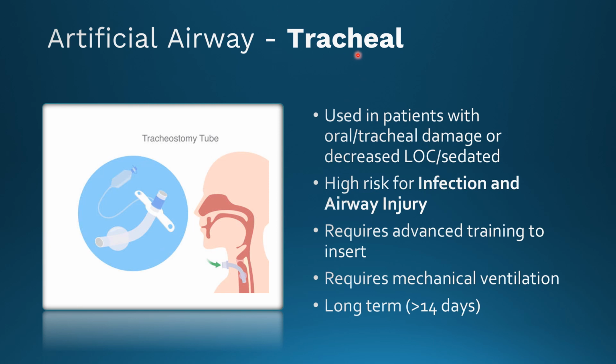The next airway is a tracheostomy, or trach tube. These are used in patients who have oral or tracheal damage or who have decreased level of consciousness or sedation. These again are a very high risk for infection and airway injury. So these are tubes that go through the neck into the trachea. They do bypass the oral airway. So straight through the neck into the trachea.